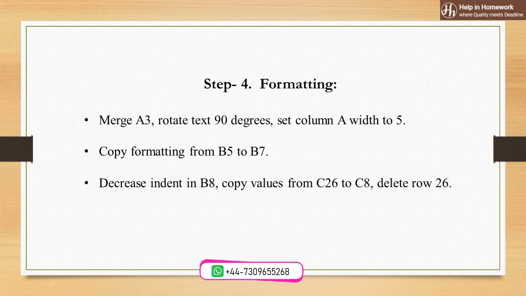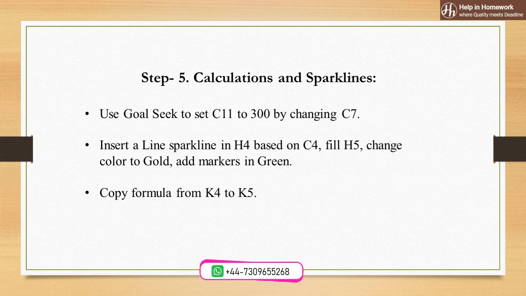Copy formatting from B5 to B7. Decrease indent in B8, copy values from C26 to C8, delete row 26. Step 5. Calculations and sparklines. Use Goal Seek to set C11 to 300 by changing C7.